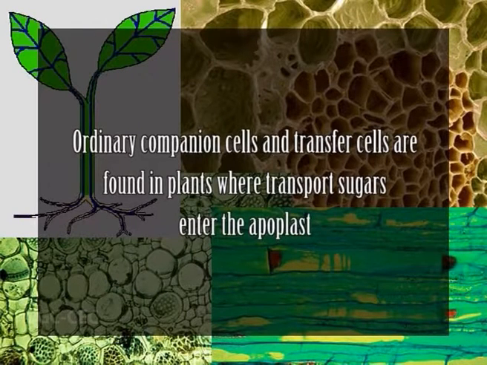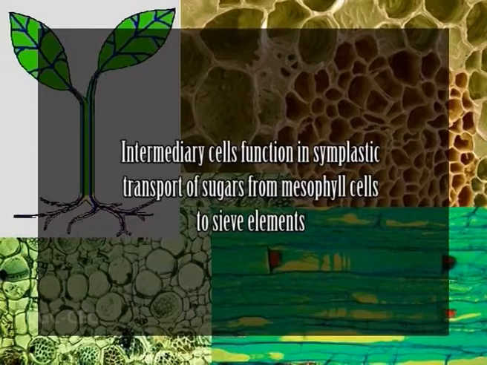In general, ordinary companion cells and transfer cells are found in plants where transport sugars enter the apoplast during the movement of sugars from mesophyll cells to sieve elements. In these plants, ordinary companion cells and transfer cells transfer sugars from the apoplast to the symplast of the sieve elements and companion cells in the source. Intermediary cells, on the other hand, function in symplastic transport of sugars from mesophyll cells to sieve elements in plants where no apoplastic step occurs.